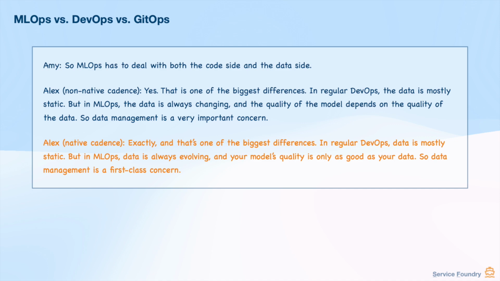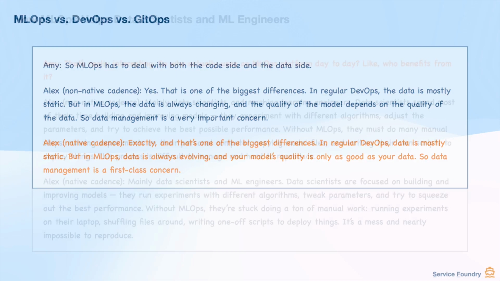Exactly, and that's one of the biggest differences. In regular DevOps, data is mostly static, but in MLOps, data is always evolving, and your model's quality is only as good as your data. So data management is a first-class concern.